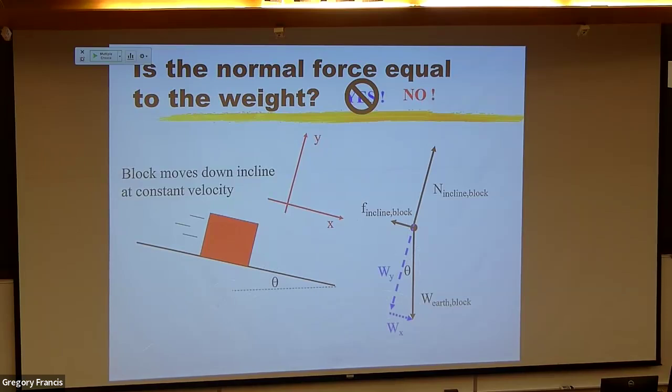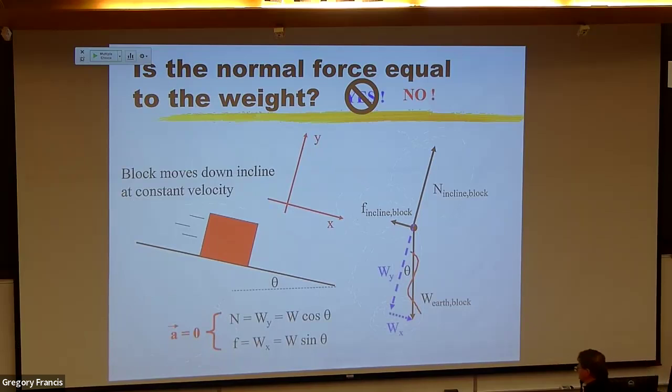Okay? And now, once we've broken up that total weight into its components, its x and its y parts, we throw away the original and we use the parts. Now, if this is going down at constant velocity, that means 0 acceleration. That means this has to be balanced in both the x direction and the y direction. In the y direction, that means this normal force is only equal to the y part of the weight. And this friction force is only equal to the x part of the weight.